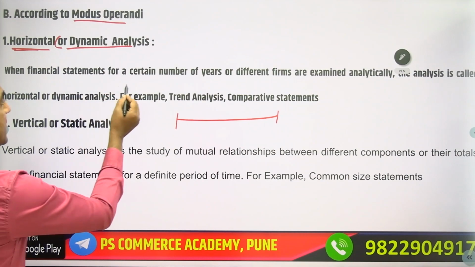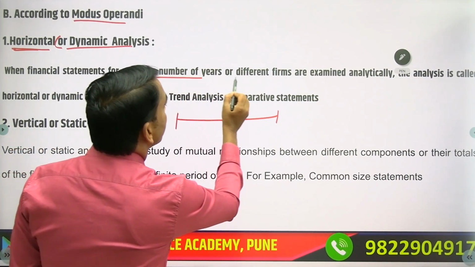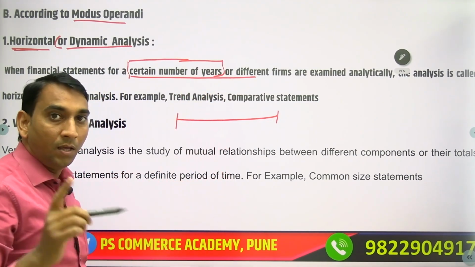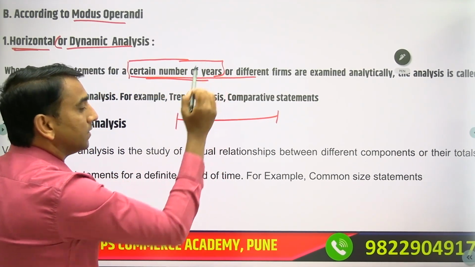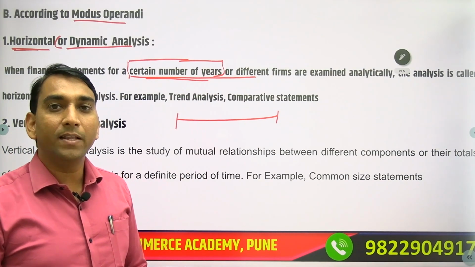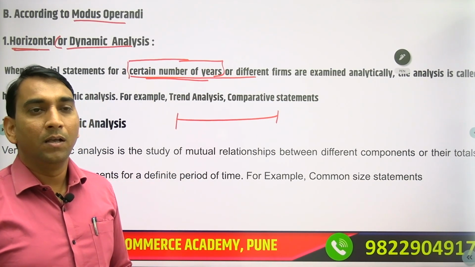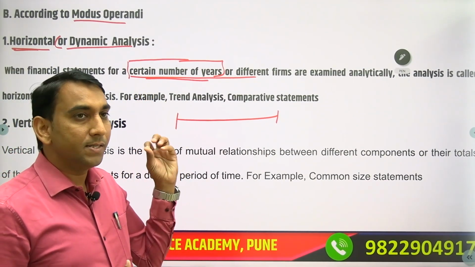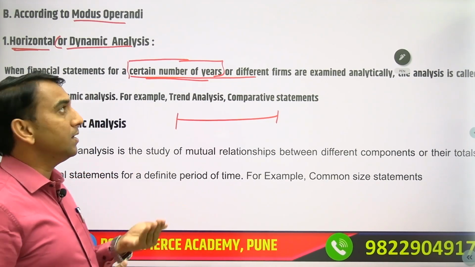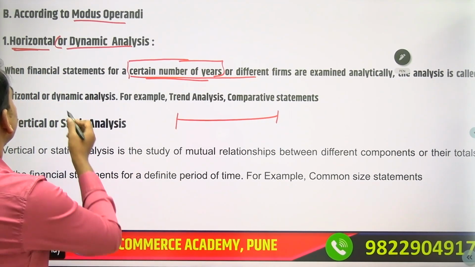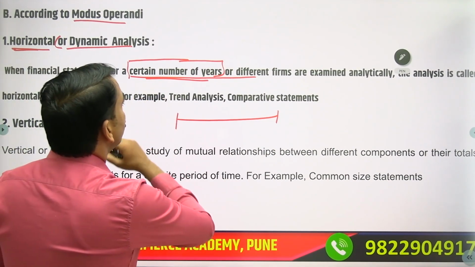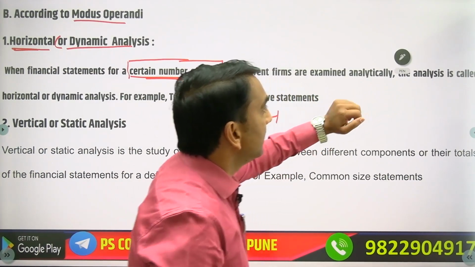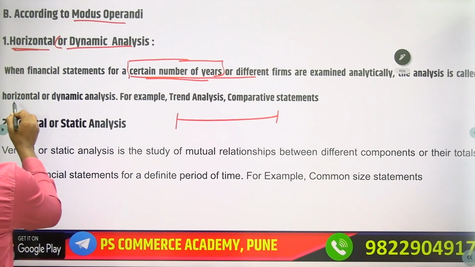So when financial statements of a certain number of years, this is very important, keep in mind, बहुत सारे सालों का डेटा हमने गैदर किया है and we are doing the analysis. Let us say that 10 साल का डेटा मैंने गैदर किया है and if I am doing analysis on that basis, then that analysis will be known as the dynamic analysis or horizontal analysis. When financial statements for a certain number of years of different firms are examined analytically, the analysis is called horizontal or dynamic analysis.